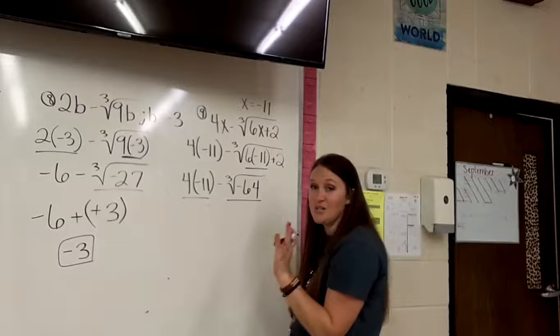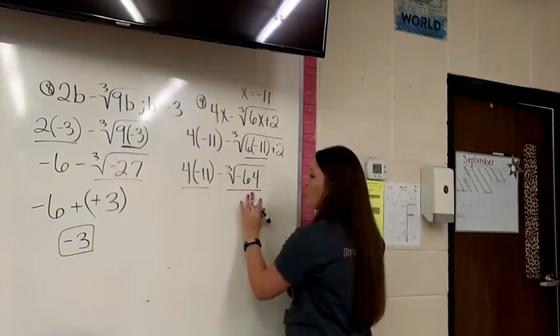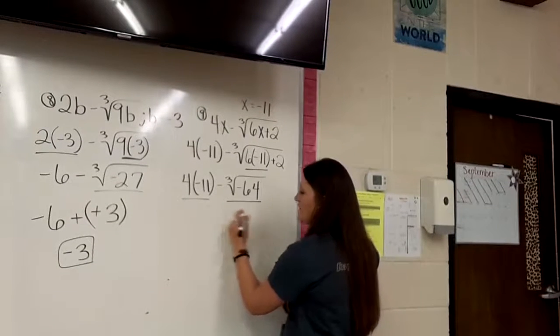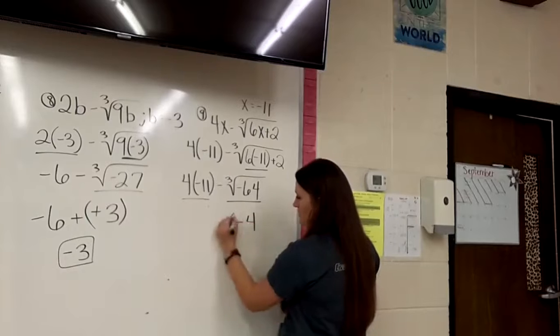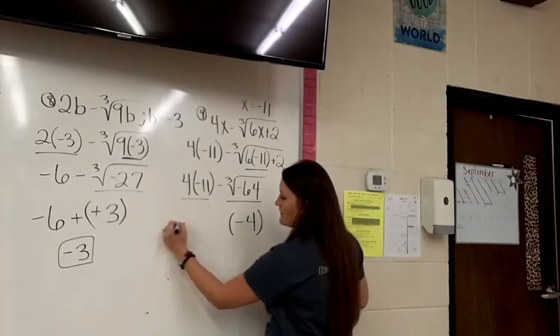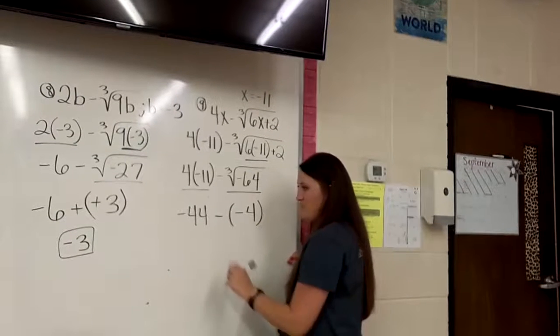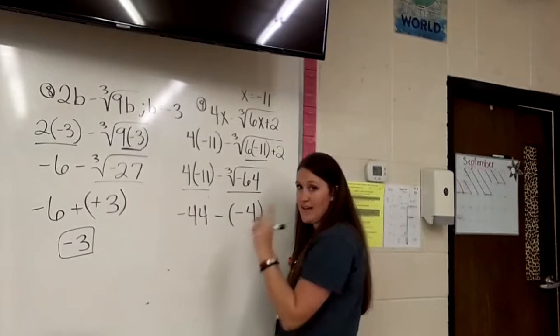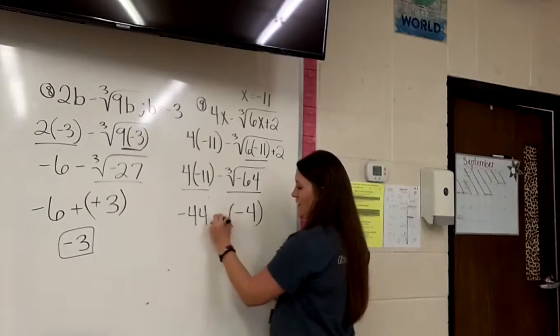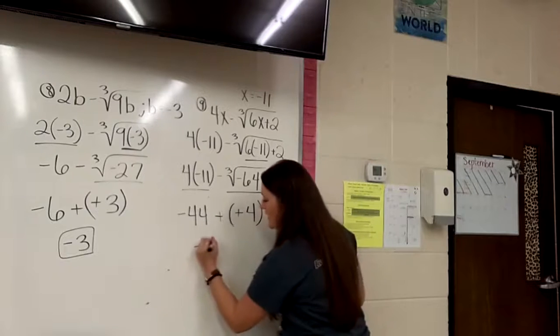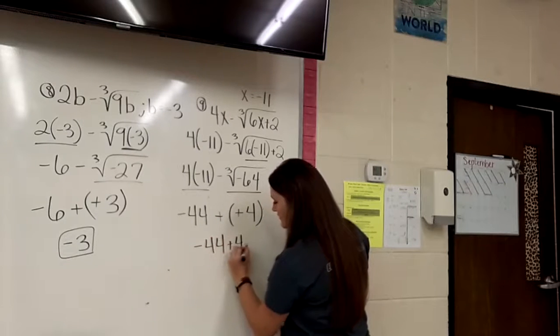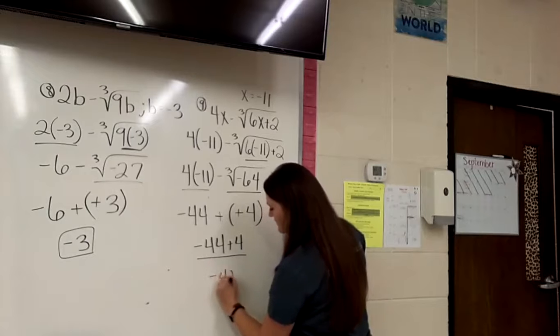I'll start with the cube root. I'll do it in order. I'm sorry, that was my fault. Cube root of negative 64 is negative 4. 4 times negative 11 is negative 44, and we still have that minus between them. So just like on the last example, a negative and a negative makes a positive. Negative 44 plus 4 is negative 40.